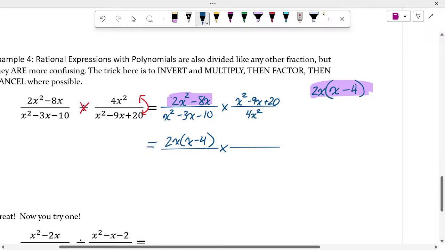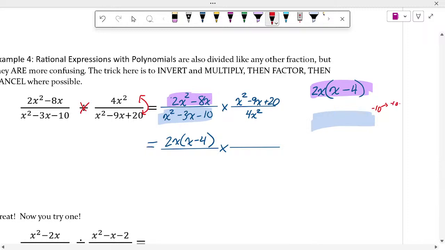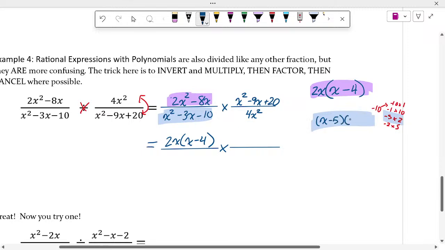Cool. Let's keep going. Should we get this done, do the bottom of this one as well? Yep. Okay, let's do that. What do the numbers need to multiply to? Negative 10. What could that be? Could be negative 10 and 1, negative 1 and 10, negative 5 and 2, or negative 2 and 5. Which one works for us? Negative 5 and 2. So what's that factor to? x minus 5 and x plus 2.